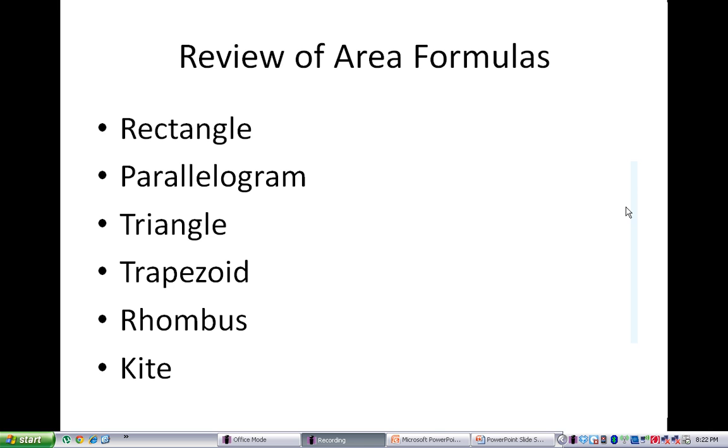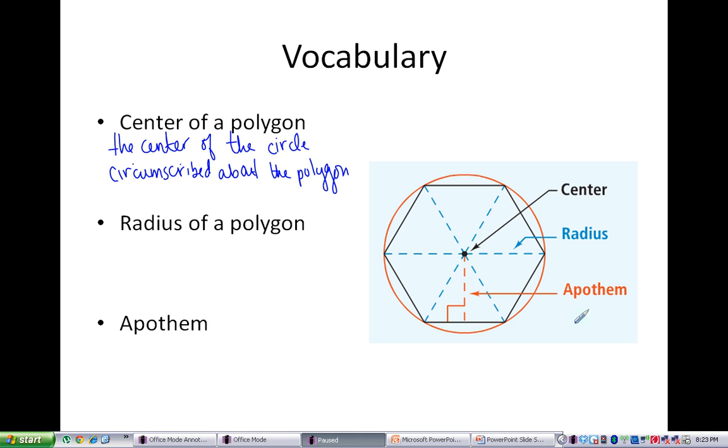Now, as we get started talking about the area of a regular polygon, we do need to talk about a few terms that are going to come up as we learn this. They are the center of the polygon, the radius of a polygon, and an apothem. The definition for the center of a polygon is the center of the circle circumscribed about the polygon. And you'll remember that circumscribed about means that it goes around the outside, and each of the vertices of our polygon are on the circle.